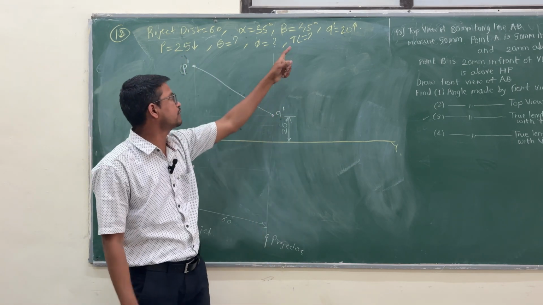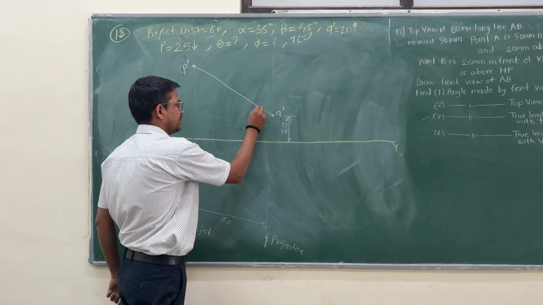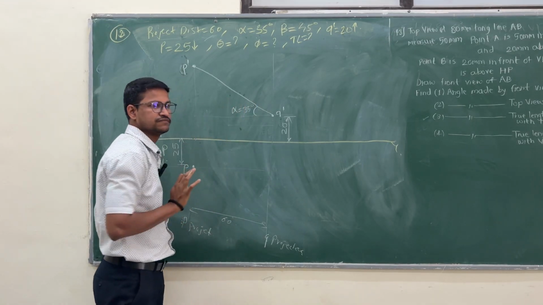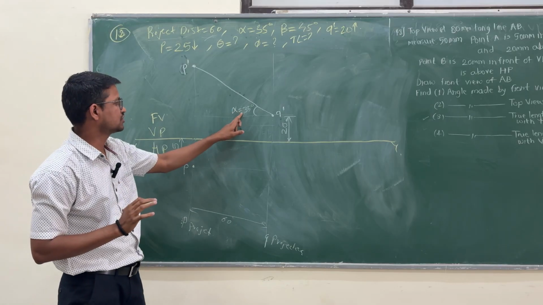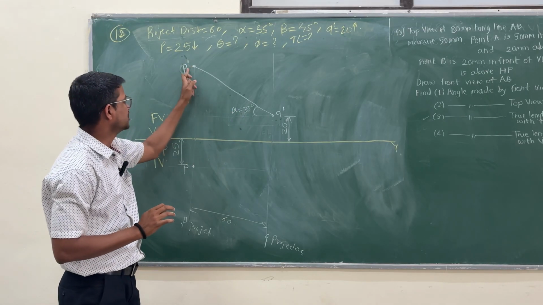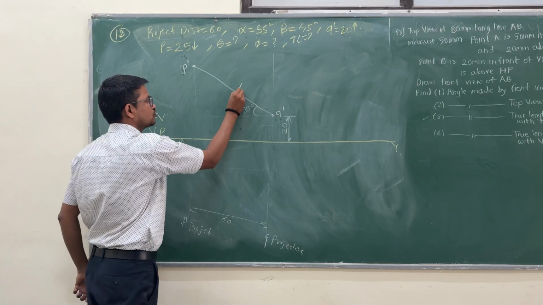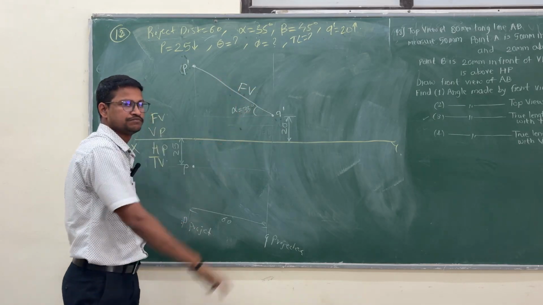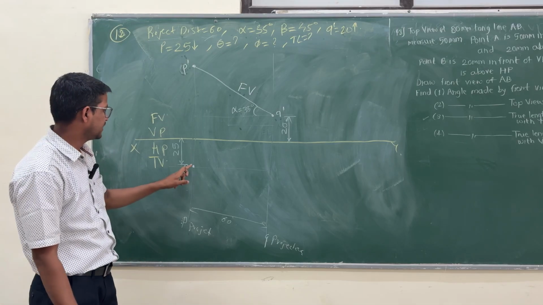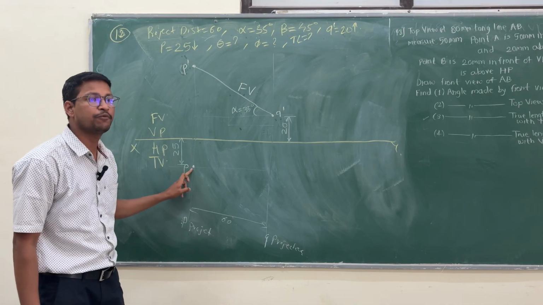And based on which value? Alpha value. Alpha is equal to 35 degrees. Am I right? So based on 35 degrees, I get which points? P dash point and Q dash point. This P dash point and Q dash point is known as the front view. Am I right? Right.